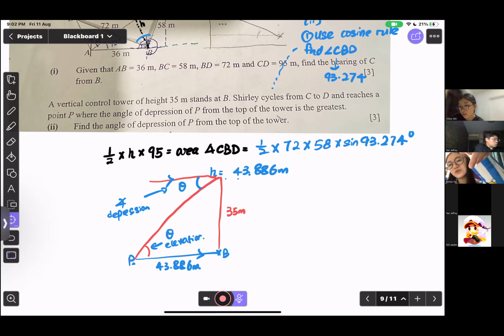Wait, so the line you draw on top parallel to DB is the top of the tower. This one, this one or this one? Yeah, this one. This is the tower, correct? Then this is the horizontal line of sight. What's it, 35 meters? Isn't it 36 meters? You see 35 here. Yeah, 35. Correct.